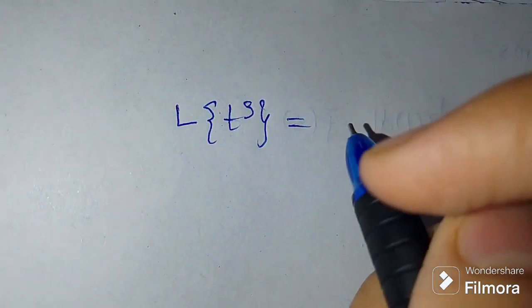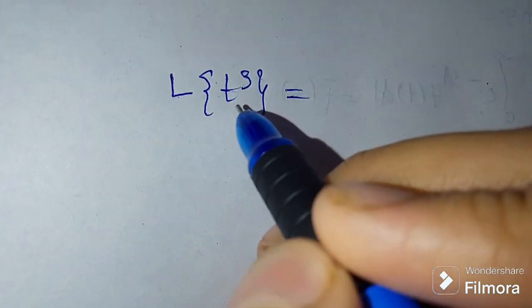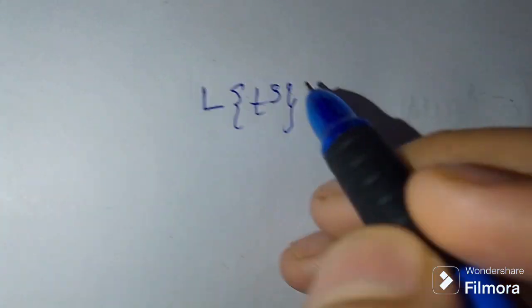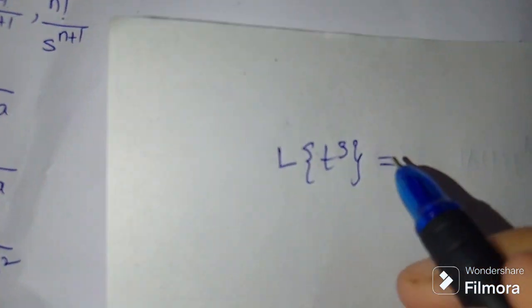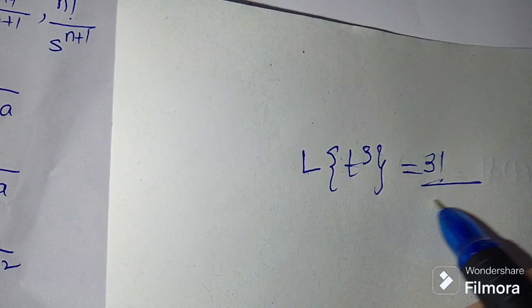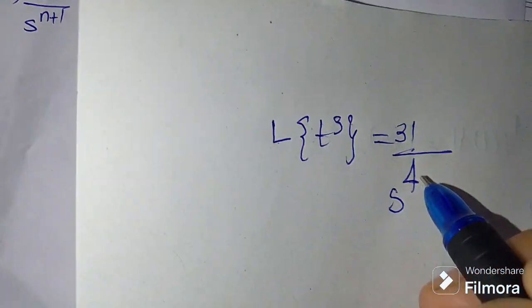So to make you thorough, let's practice some questions. Laplace of t cube. Which formula should we use? The t power n formula, and here n is positive, so we should use this formula. So we get 3 factorial by s power 4, which is 6 by s power 4.